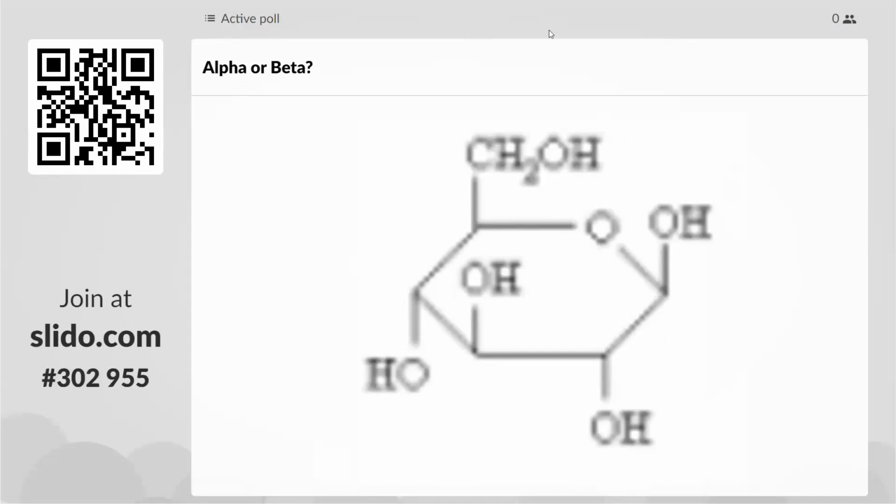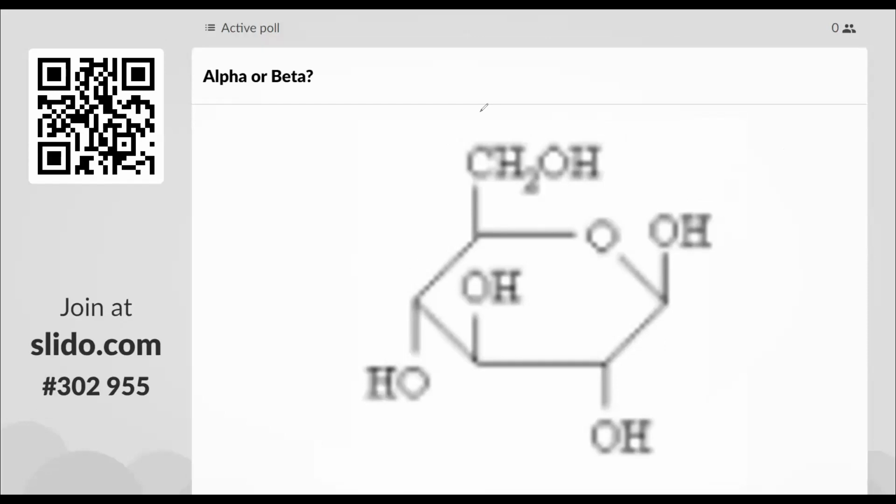Here's our second example. Let's try it out. Find the anomeric carbon, look where it's pointing, compare that CH2OH. This is pointing up. This is pointing up. That's beta for both directions, or both pointing in the same direction.